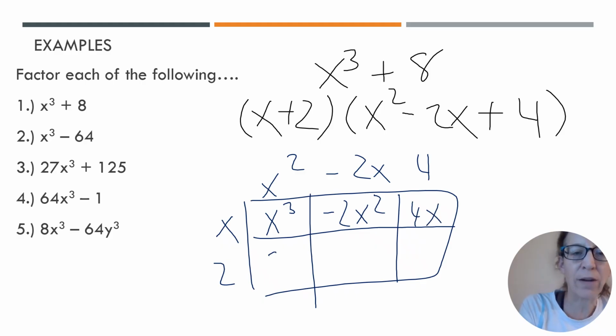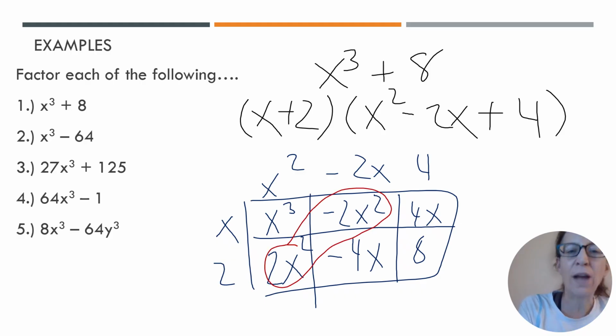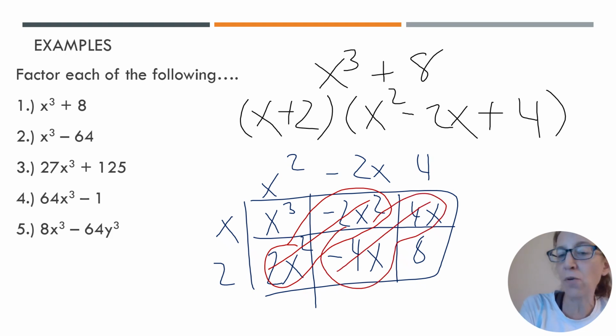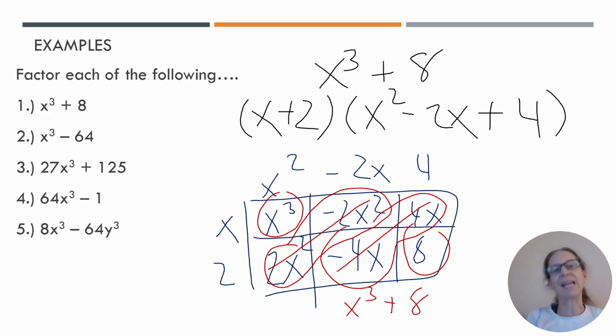2 times x squared is 2x squared. 2 times negative 2x is negative 4x, and 2 times 4 is 8. And what I want you to notice is right there, 2x squared minus 2x squared would be 0, and negative 4x plus 4x would also be 0, leaving us with x to the third and 8, and we'd add those up, and ta-da, x to the third plus 8.